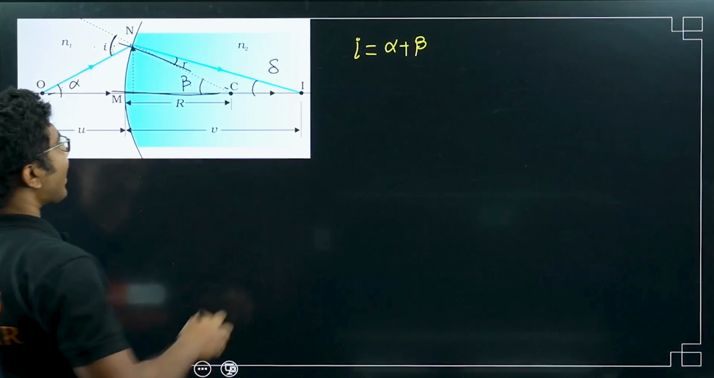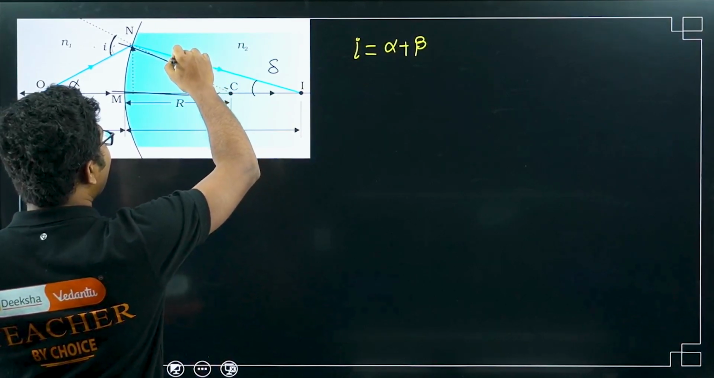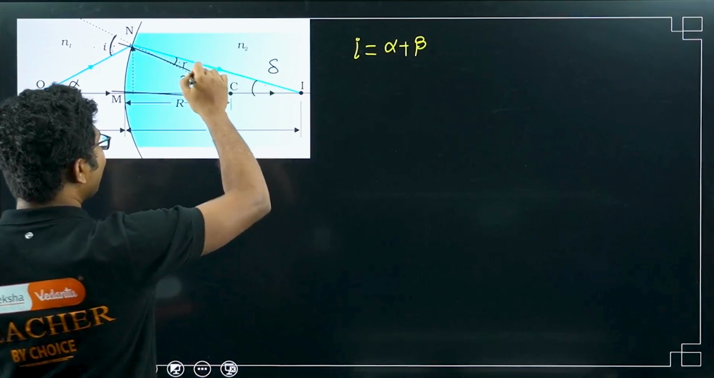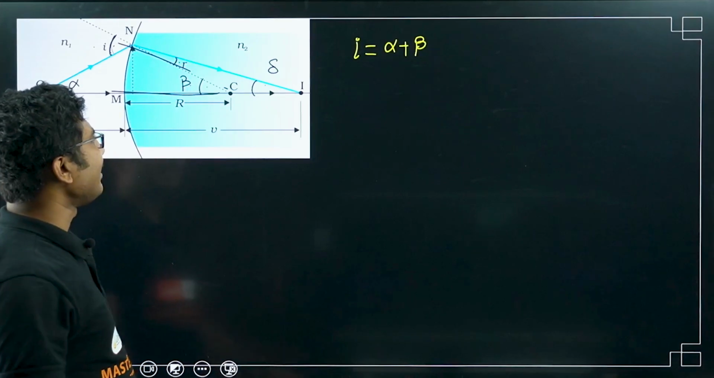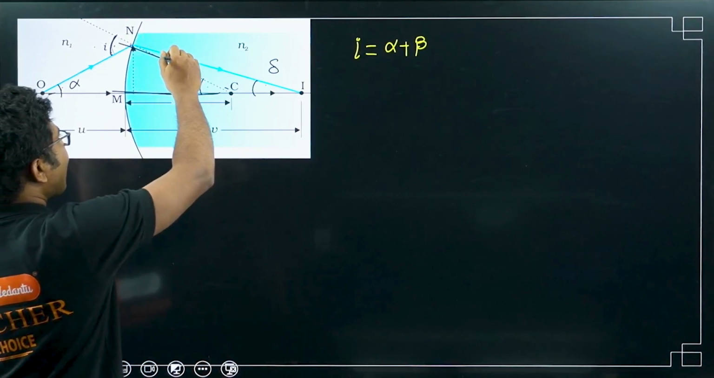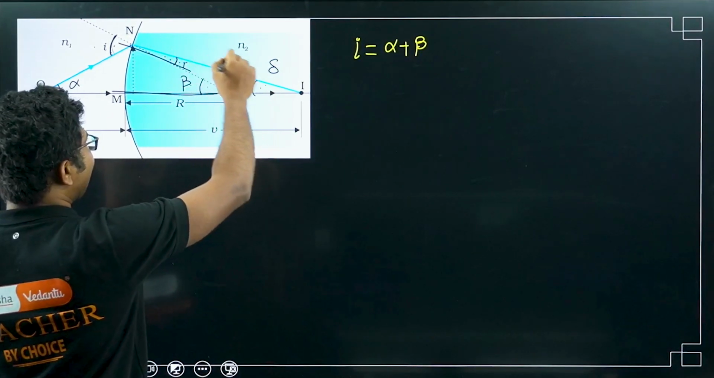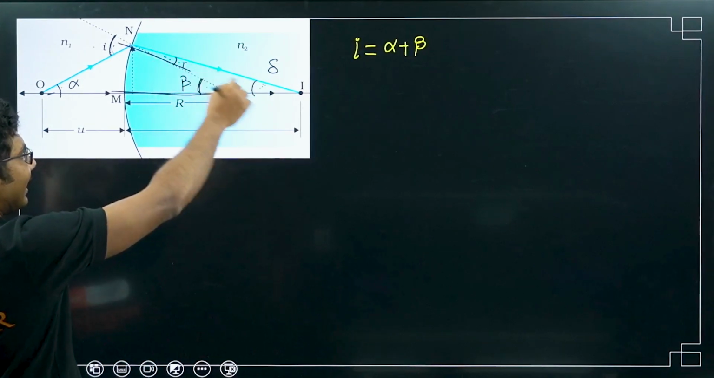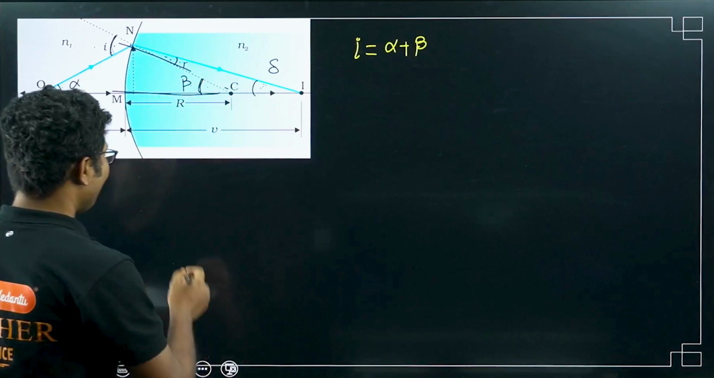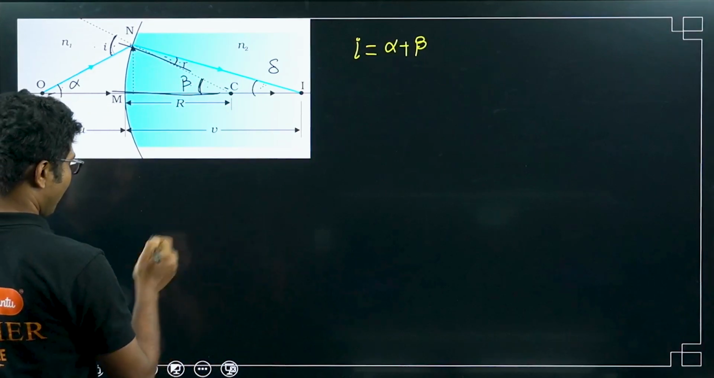Now you have to find the relationship between r, delta and beta. Okay, how can you do that? Now if you see, r and delta are the internal angles, whereas beta is the external angle in this case. So the triangle is like this.